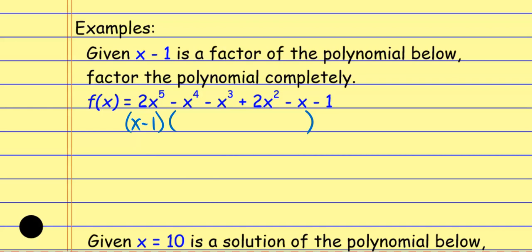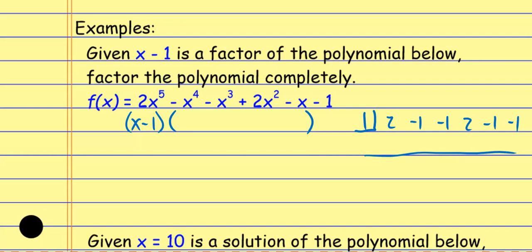And so I'm going to use synthetic division to do that. So I'm going to come off to the side. And remember, in my box I put a positive 1, because it's what x would equal in terms of that factor, x minus 1; x would equal 1. Again, synthetic division a lot of times is used for checking solutions. And I write down my coefficients: the 2, the negative 1, the negative 1, the 2, the negative 1, and the negative 1. Okay, and now I'm just going to do my synthetic division.